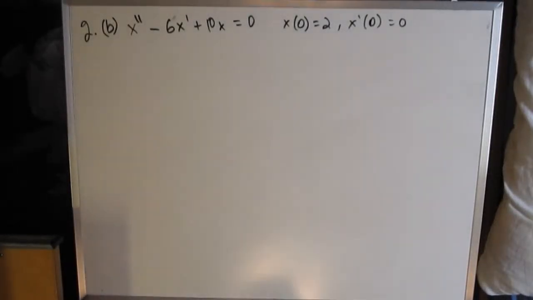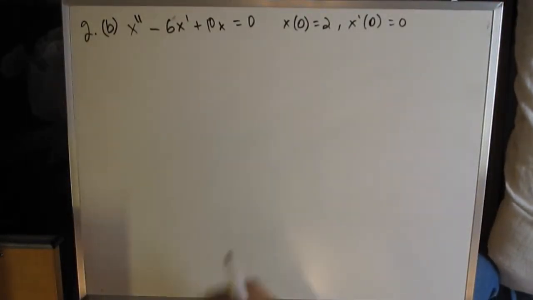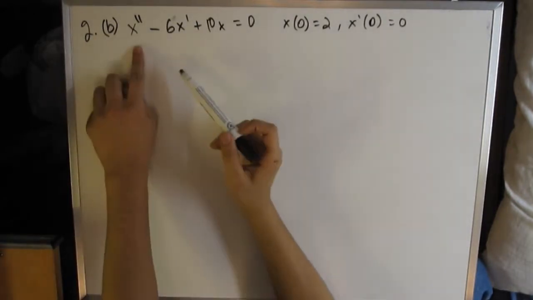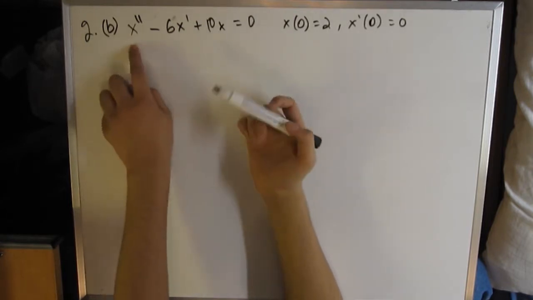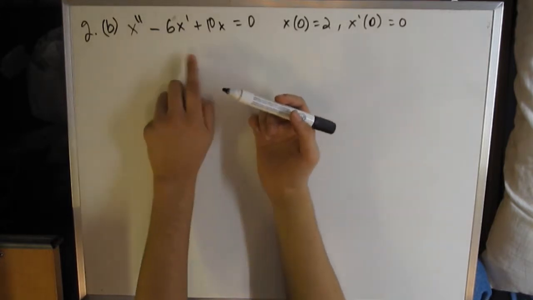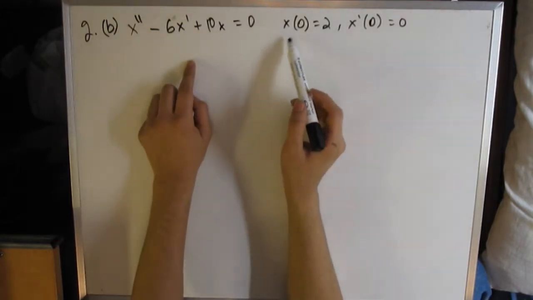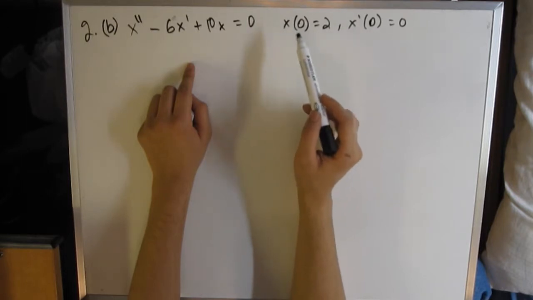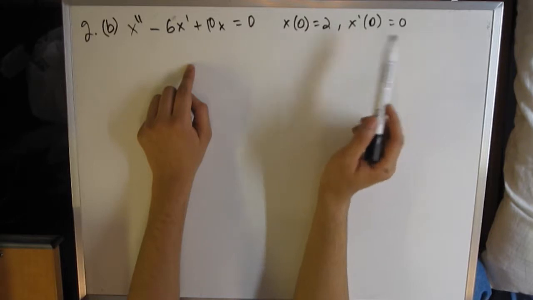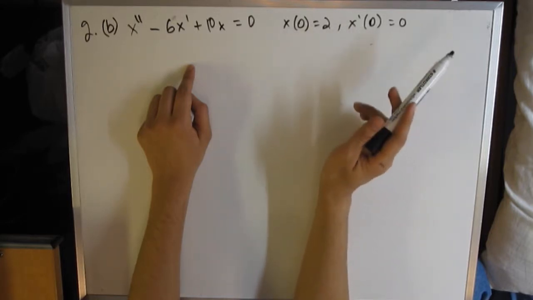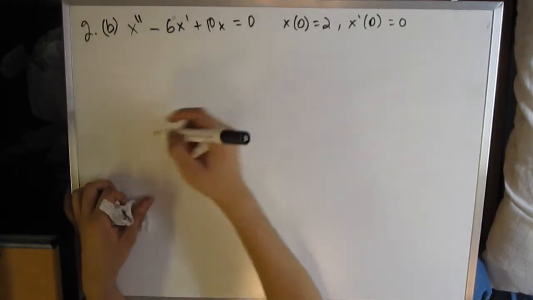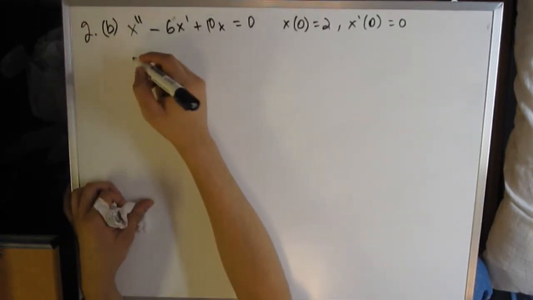So here we are with question 2b of assignment 2 from Math 211, and we're presented with this problem where we have x double prime, the second derivative of x, minus 6 times the first derivative of x plus 10 times x is equal to 0, with these two initial conditions: when t is equal to 0, x is equal to 2, and when t is equal to 0, x prime, the first derivative of x, is equal to 0. So we're going to do the same thing we've done for the previous questions, is change this equation to m's. So substitute all these x's into m's.